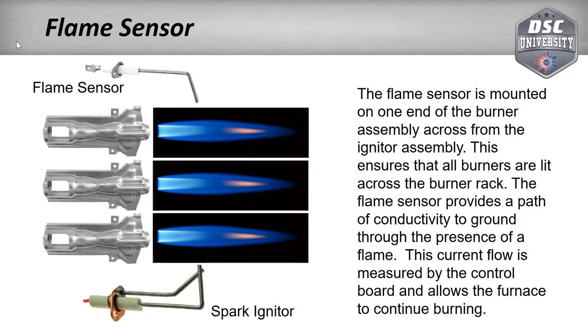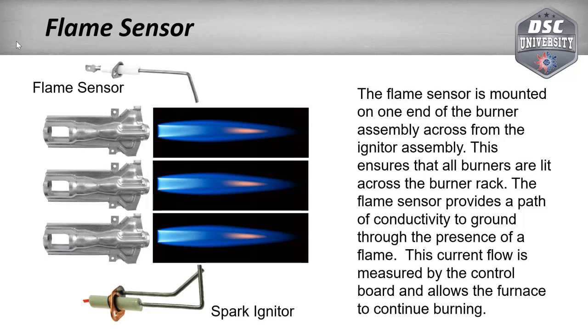So the way it's set up in the furnace, and here again, this is another one of those fail-safe things that they have designed into the furnace. They'll have the spark igniter on one side of the burner rack, they'll have the flame sensor on the other side of the burner rack. So when that spark igniter lights, it's going to light the first burner. That flame is then going to carry over to the second burner and light it, carry over to the third burner and light it, and then that's where our flame sensor is located.